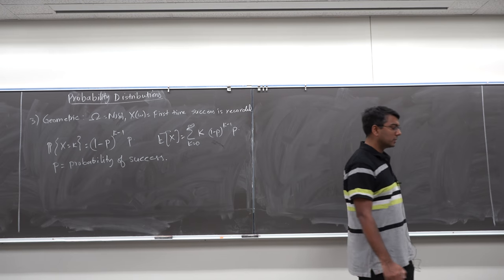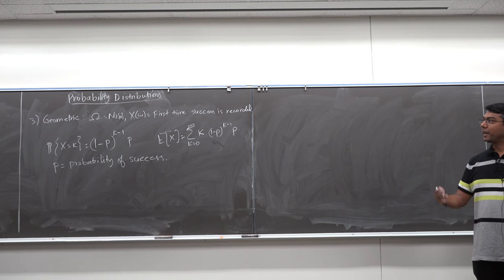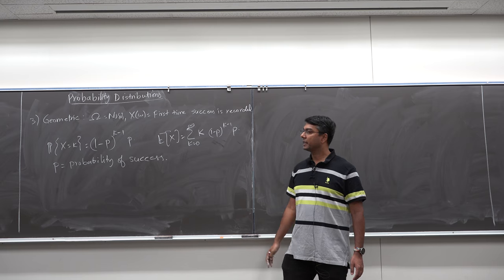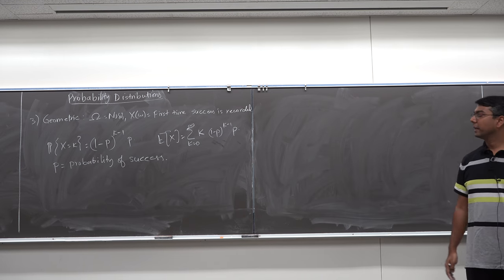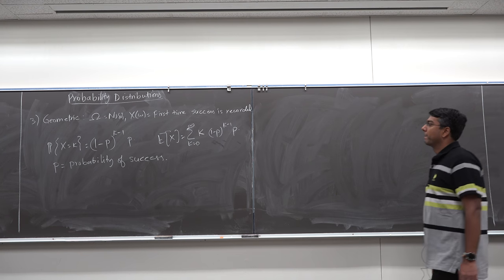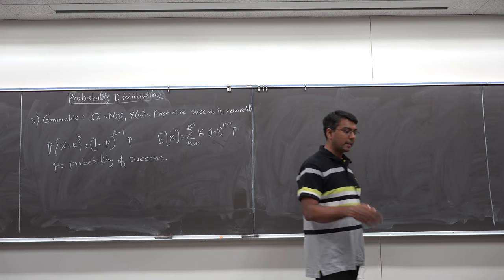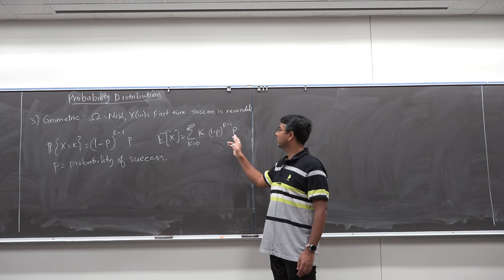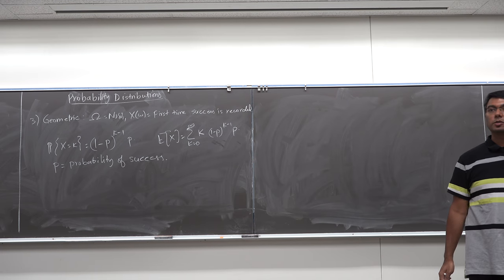Where else do you see geometric distribution? Where else do you have some event which has a certain probability P of happening, and then you want to know when is the first day that event happens? When is the first time that event is going to happen? Any other example that comes to your mind? An event where every day the probability of that event happening, or the probability of success, is P. Any other example that comes to your mind?